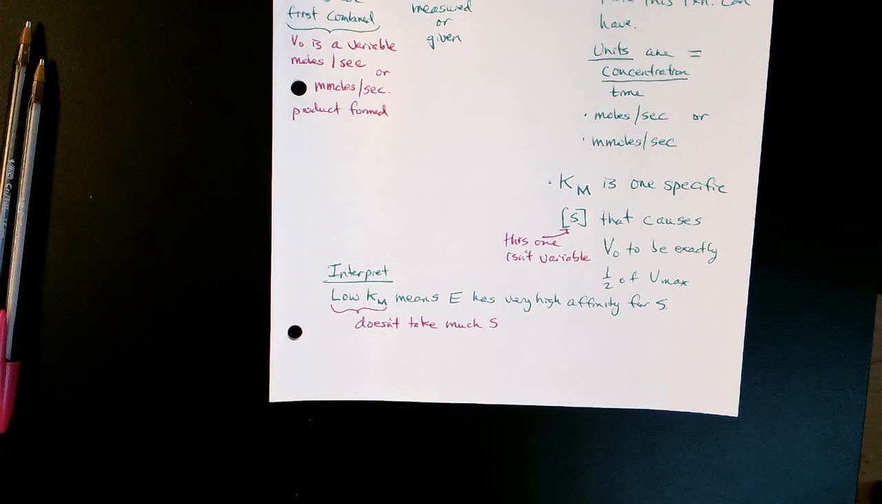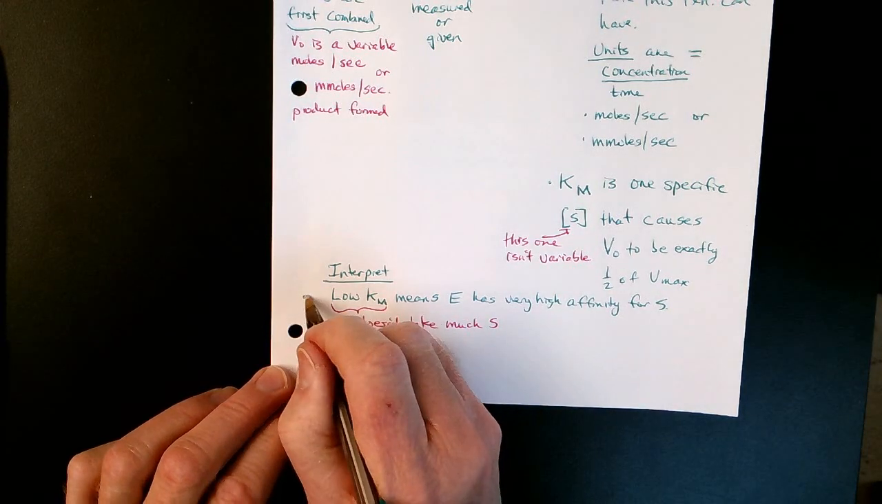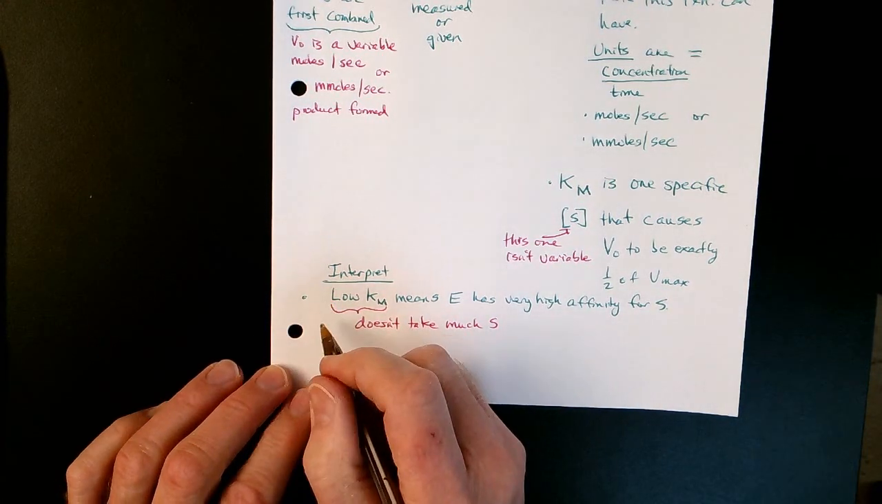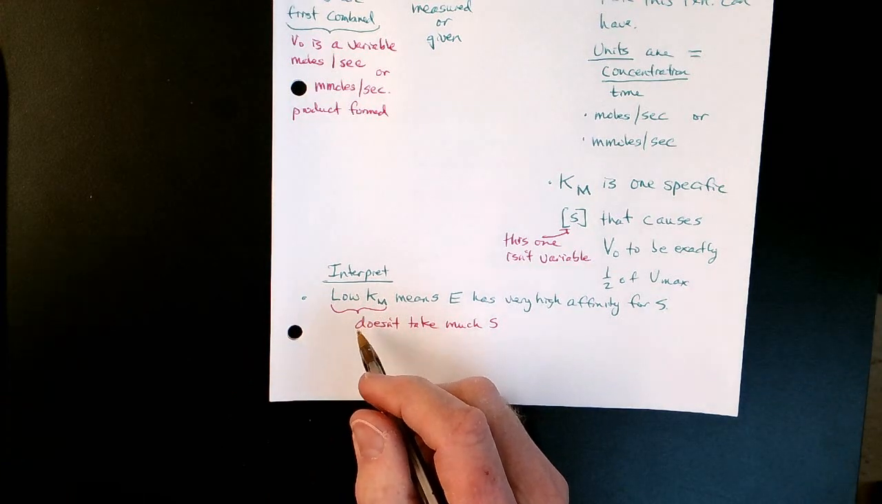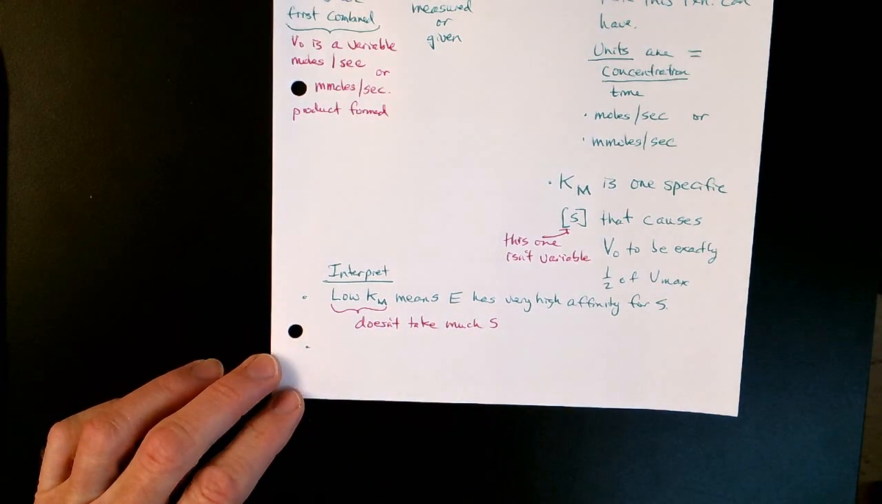If it gets off and going half as fast as it ever will, and you've only had to add a little bit of substrate, it's like saying the accelerator pedal on your car hardly has to be tapped at all, and you're off and going, 0 to 60 very, very quickly. So that's what a low Km would mean, and of course a high Km means the opposite. I won't clutter that up by saying this that much.